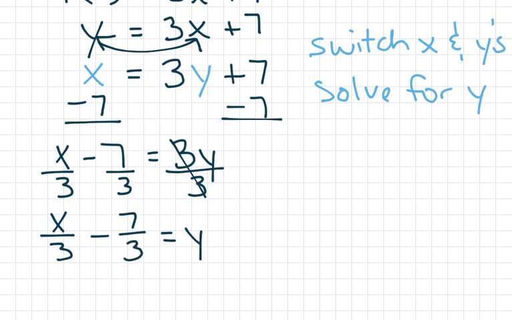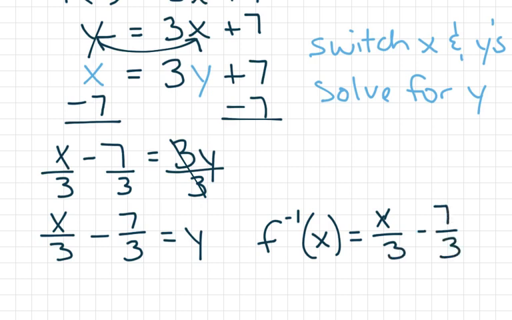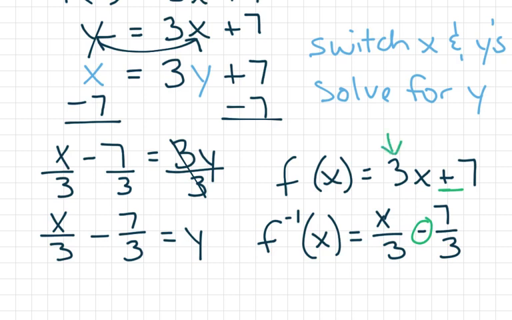We can leave it like that. Now, what this tells me is that f inverse of x equals x over 3 minus 7/3. F of x was 3x plus 7. So now instead of adding, I'm subtracting, and instead of multiplying by 3, I'm dividing by 3. It's inverse. Okay?